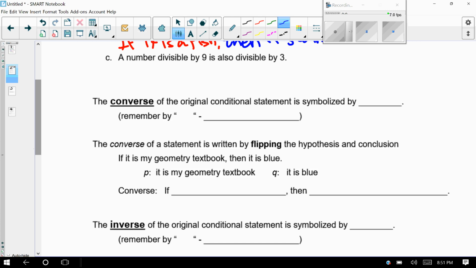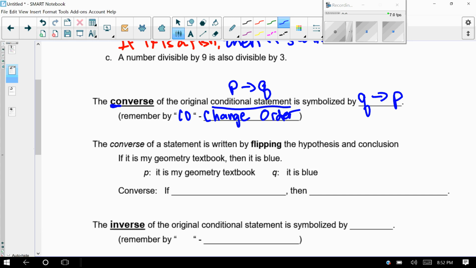The converse of the original conditional statement is represented by this symbol, Q first and then P. So my conditional statement is P arrow Q. The converse is Q arrow P. So what we did was we flipped it. So we're going to use converse. The first 2 letters are CO. So we're going to remember converse CO, and we're going to remember that means C, change, O, order. We're going to change the order. We're going to flip it.